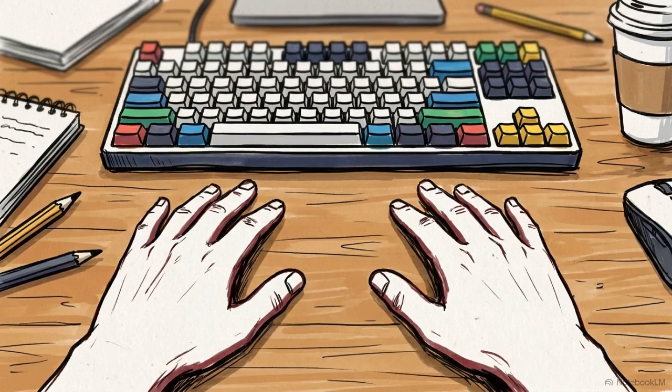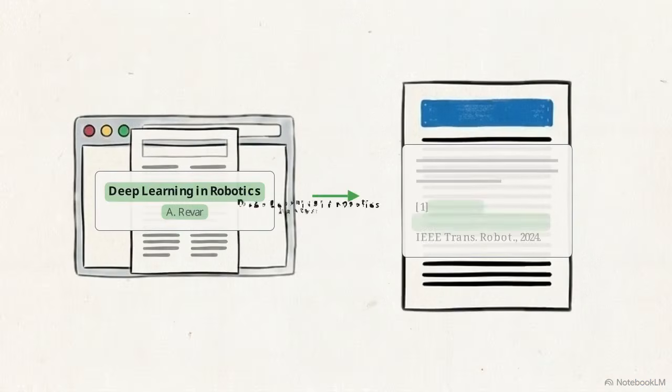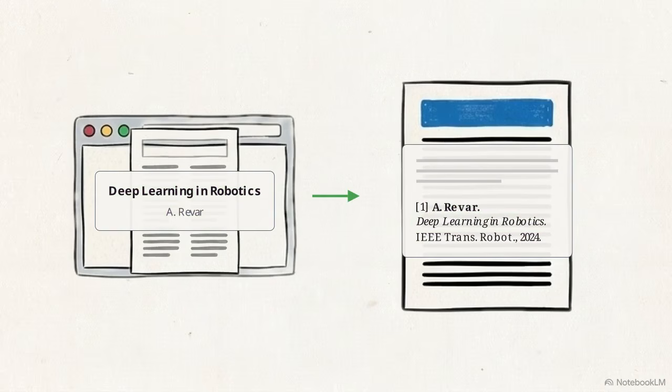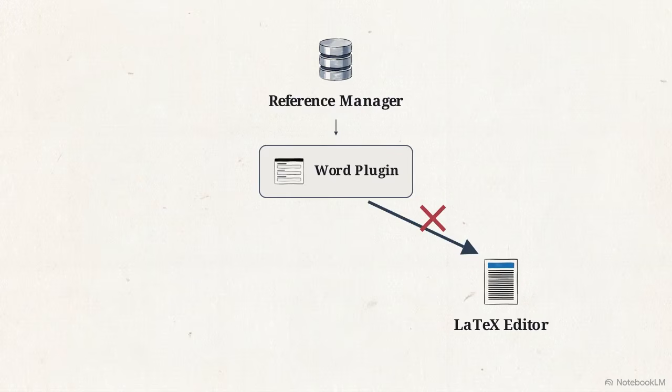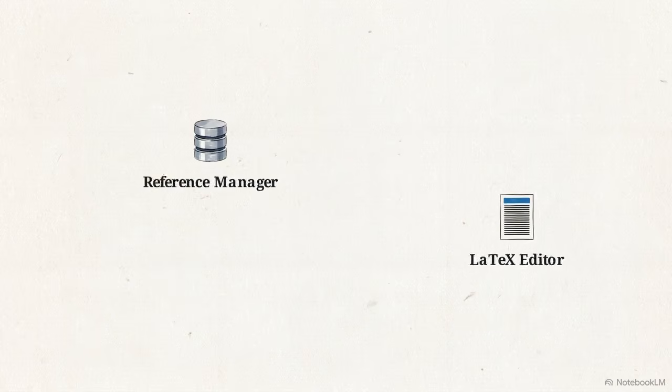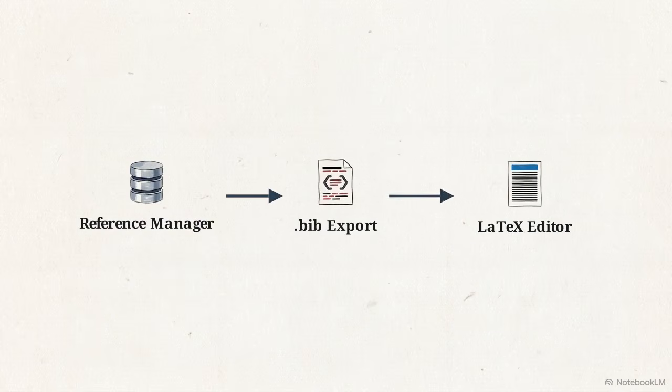This 5-step pipeline removes the need for manual data entry, ensuring that the information you found in your browser is exactly what appears in your final PDF. A frequent mistake for new researchers is trying to use standard word processor plugins inside a LaTeX editor. Those plugins are designed for programs like Word or Google Docs. In LaTeX, the reliable method is using the .bib export with the biblatex package.